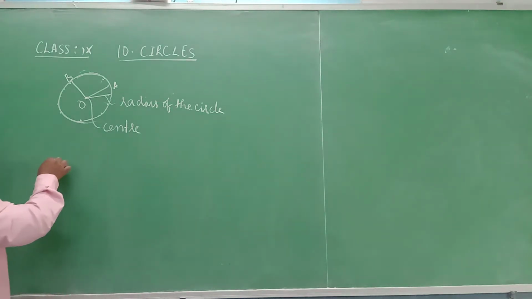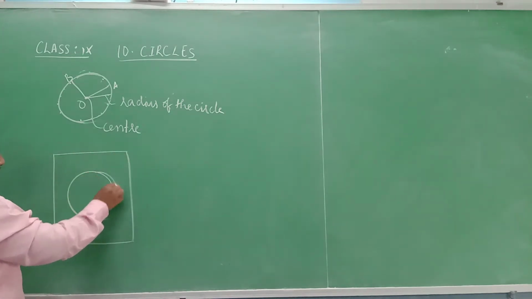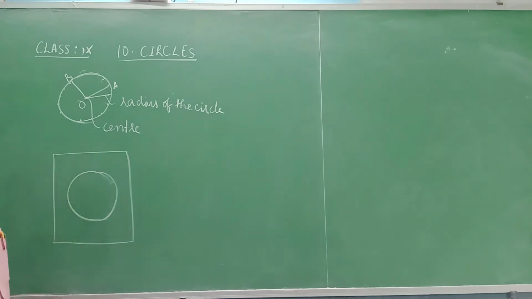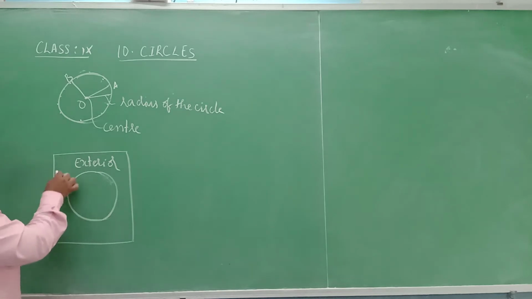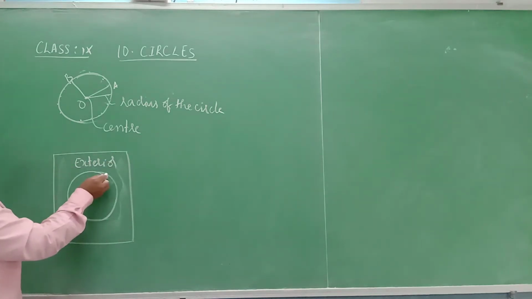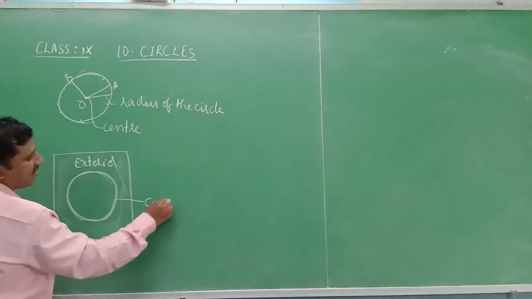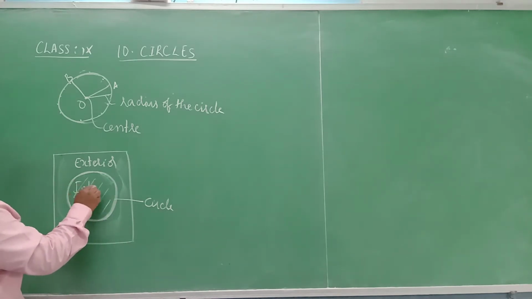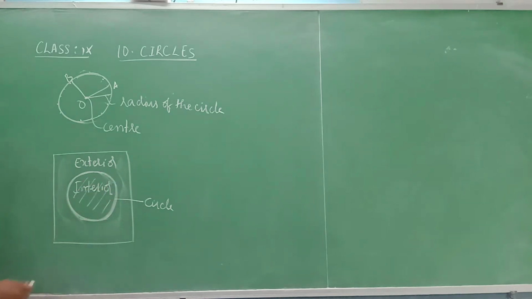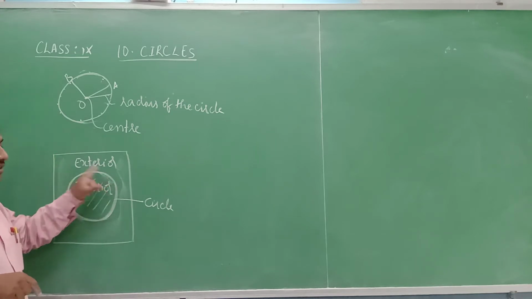Now if we take a plane, yes, this is a plane. The circle divides the plane into three parts. This part outside is called the exterior part, outside the circle. The second part is the circle itself, the circular part. And inside we have the interior part. So a plane figure is divided into three parts by a circle: exterior, outside; interior, inside; and the circle itself.